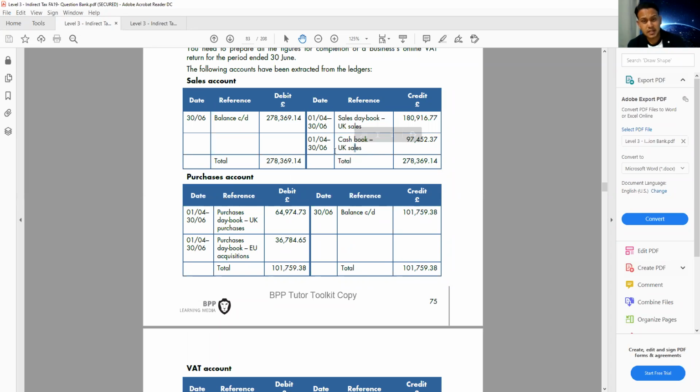Doesn't matter whether it is a cash sale or a credit sale, we have to pay the VAT anyway. So it's not like HMRC will tell us that if you make a credit sale you have to pay the VAT, but if you make a cash sale you don't have to pay the VAT. No. So it is not important whether the sale is cash or credit. As long as you make a sale you have to pay the VAT. So this is our total sale, cash and credit.